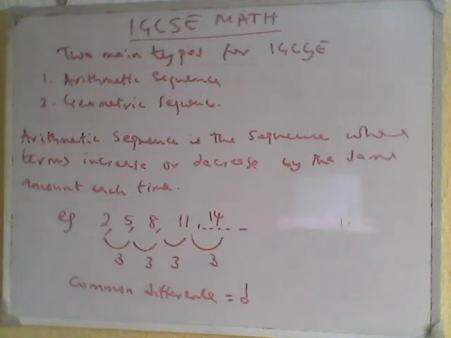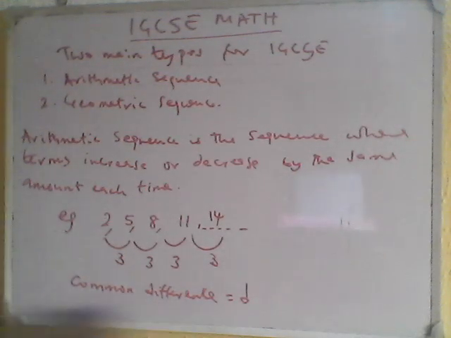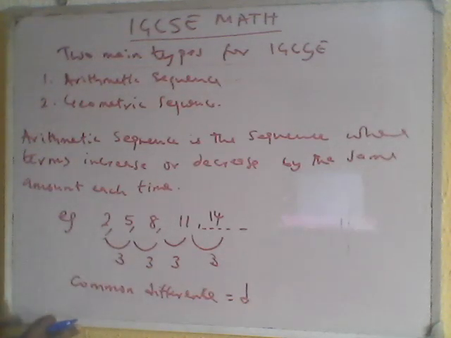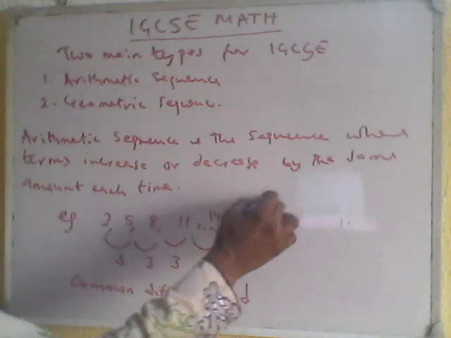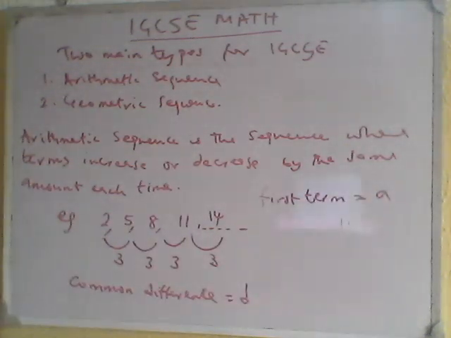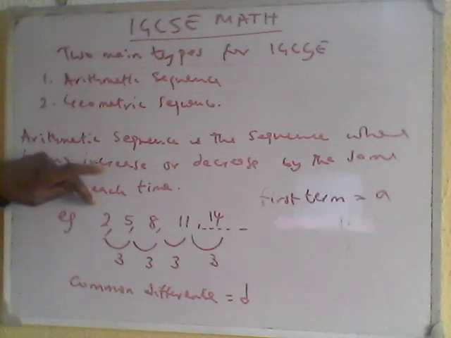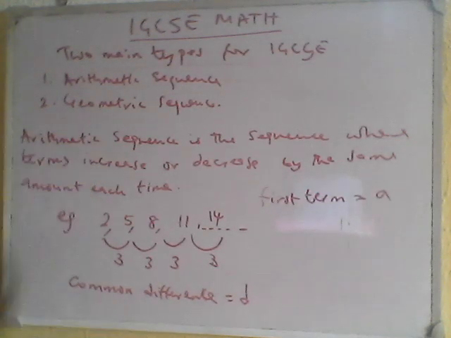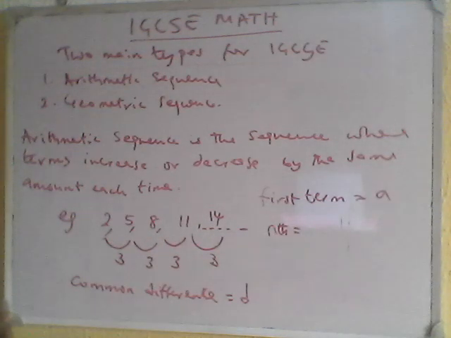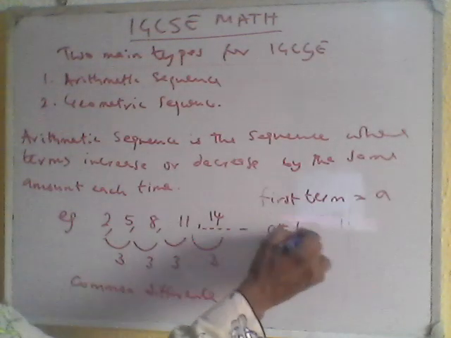So gradually we'll begin to get a formula for an arithmetic sequence. The common difference means this constant number separating the two terms. The first term is equal to a. So the number that starts this sequence is always known as its first term, a. Okay, so the formula for the nth term. Let me put it here, the nth term formula.